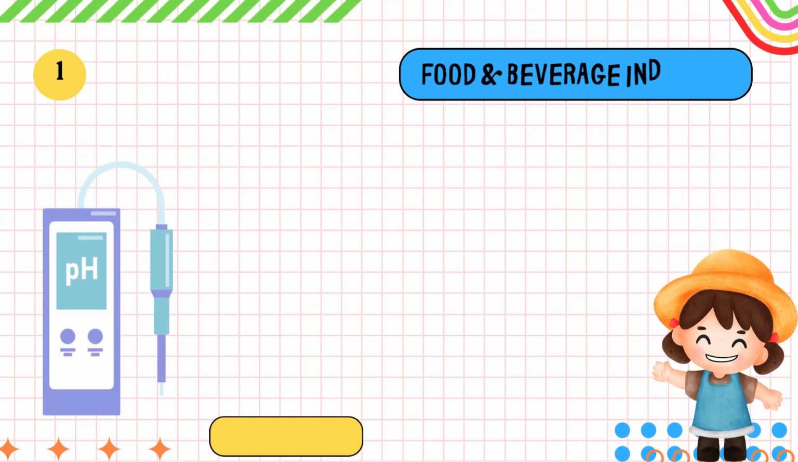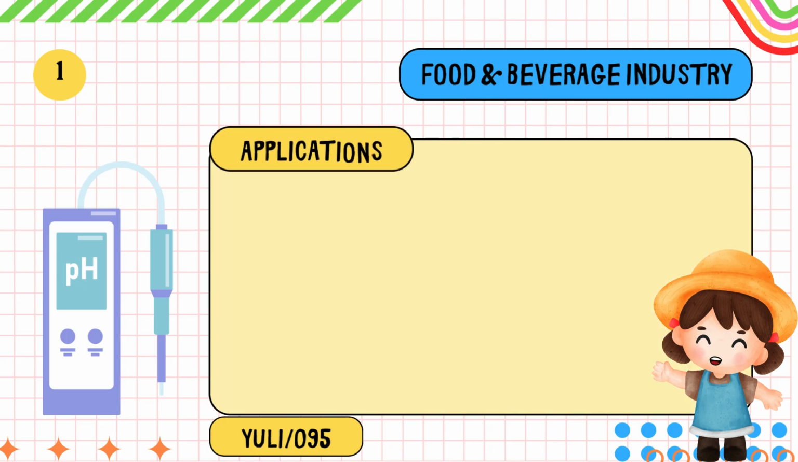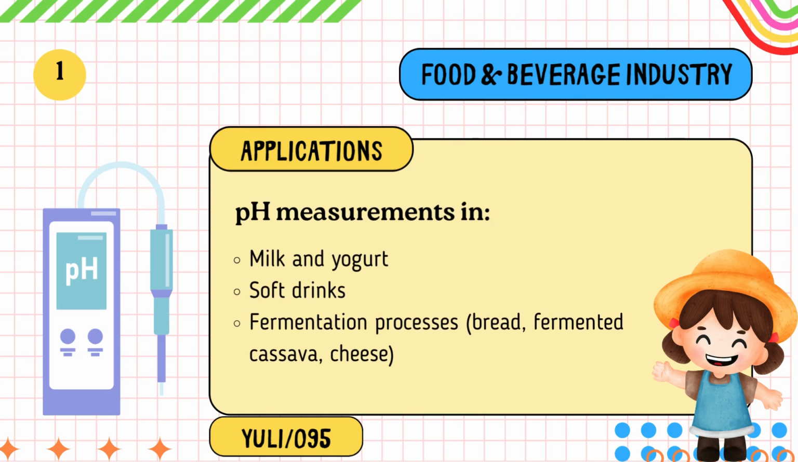So the first is in the food and beverage industry. In the food and beverage industry, potentiometry is commonly used to measure pH in products such as milk, yogurt, soft drinks, and fermented foods. Here, the pH measurement is important because it affects product stability and food safety.